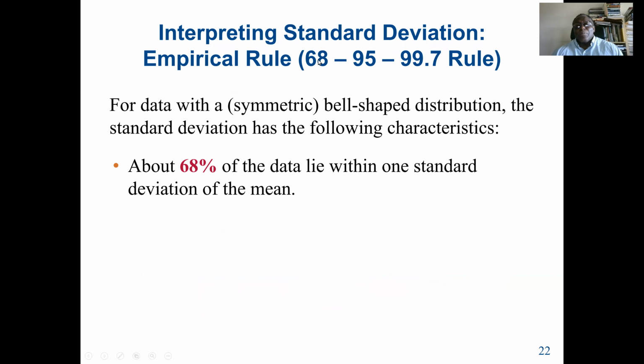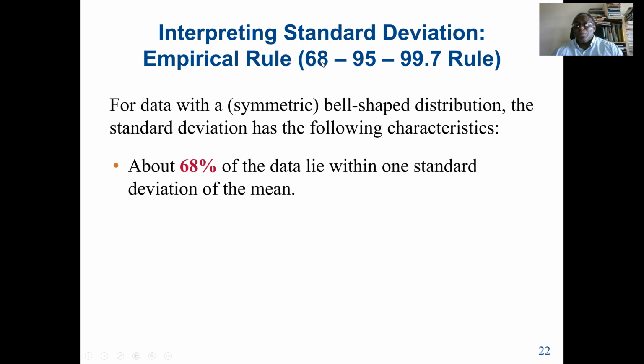So we're going to interpret standard deviation using the empirical rule: 68, 95, 99.7. We're going to use this rule in the normal distributions also. For data with a symmetric bell shape, which means we have a normal distribution, this idea will be used when we cover probability and normal distribution.